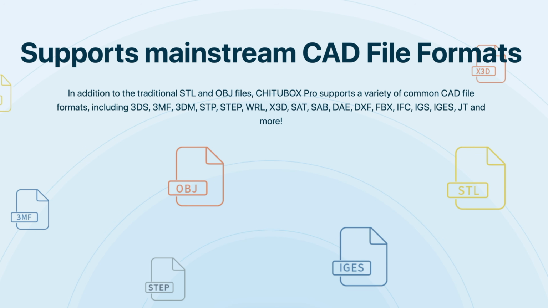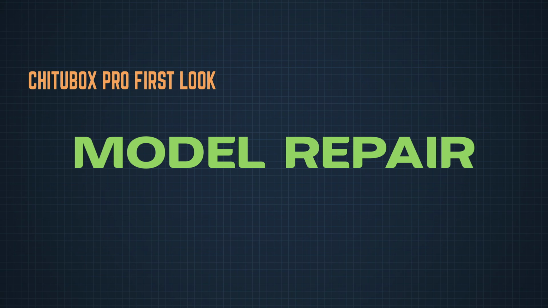CHITUBOX has traditionally supported OBJ files and STL file formats. With Pro, they're supporting just about every file format out there for 3D parts. Now they're supporting a lot of CAD file formats like 3ds, STEP, DAE, and others. So now you don't have to convert your model before bringing it in. And sometimes you can't easily convert it anyway. So this is a real convenience.